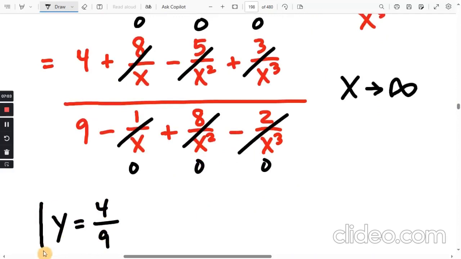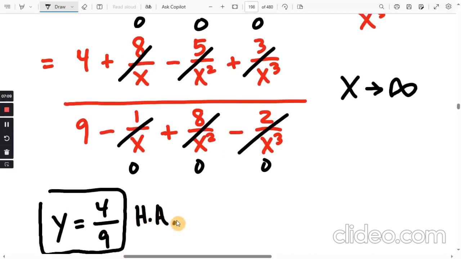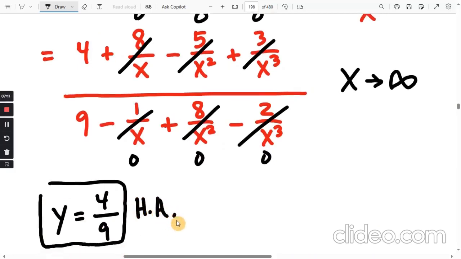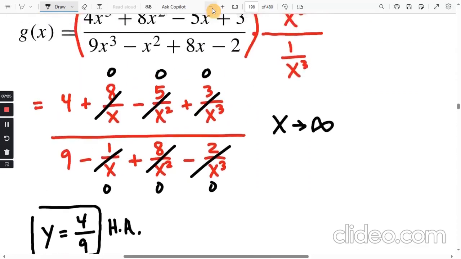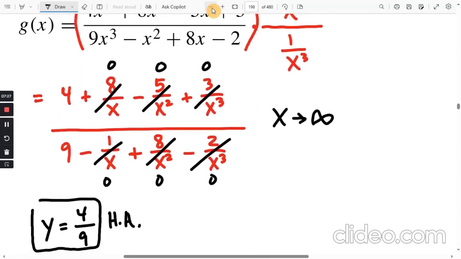And that right there is your horizontal asymptote. As x goes to infinity, the y part of the graph approaches 4/9, but it never reaches 4/9. That's why it's a horizontal asymptote. So once again, you don't have to do the problems like this. I'm just showing you. Let's go to the notes and see if we get 4/9 without doing this stuff.